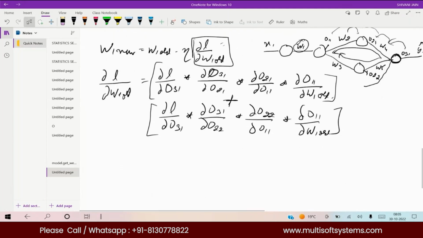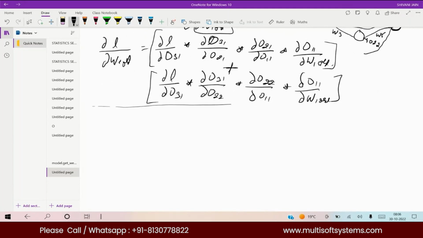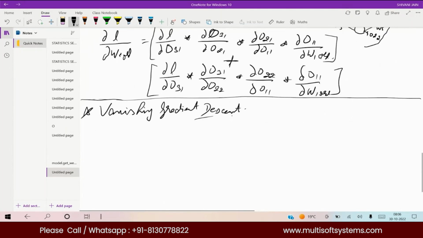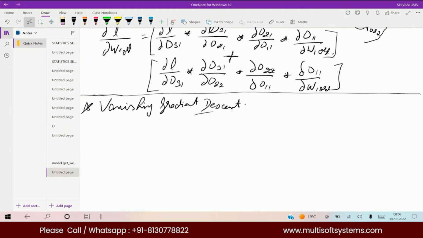Now a very important concept we are going to discuss, which will definitely come up in interviews: the vanishing gradient. This problem was so major that in 2001, 2002, scientists stopped working on neural networks. Whenever they built a model using a neural network, the performance was not increasing and the loss was not decreasing. With a small neural network, meaning fewer hidden layers, it was working fine.